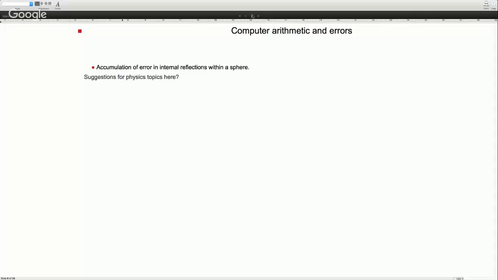So I'm kind of pleading for physics topics here. I feel that there's only one here, and there's some actual substantial physics setup in order to get to it. So I feel this section is a bit weak.